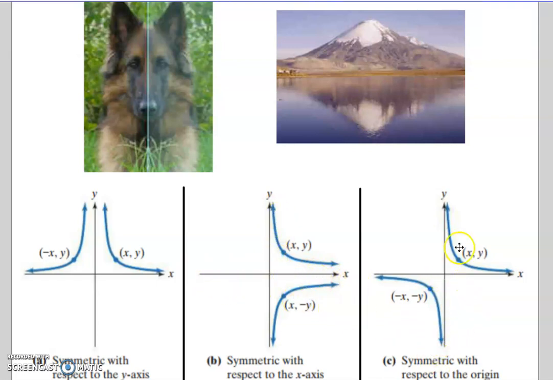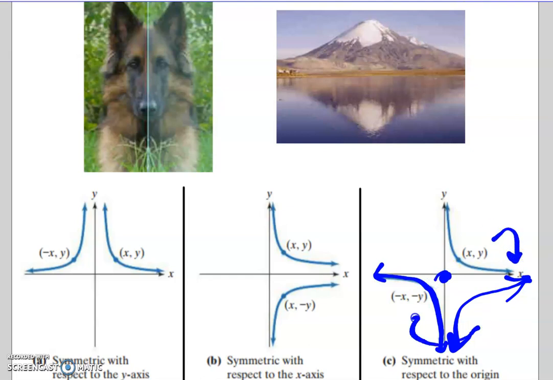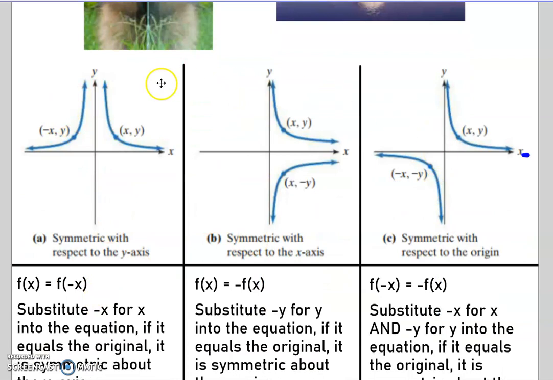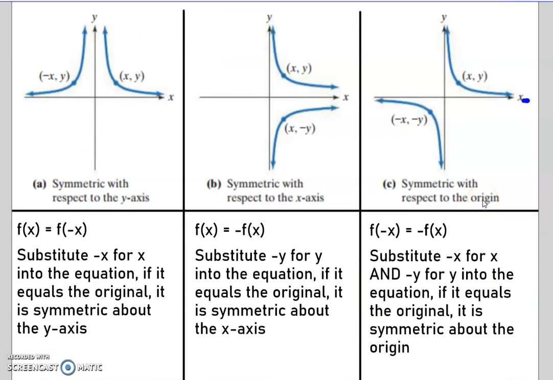Notice this one, if I flipped it, reflected it downwards once, right here, and then again, it would rotate here, and that's when we call something that has origin symmetry. When we flip it downwards and then over twice, right? Flip it once and then again, and it lands back on itself. That is when we have something called origin symmetry, okay? And we need to be able to test for this, not looking at graphs, but looking at equations, okay?